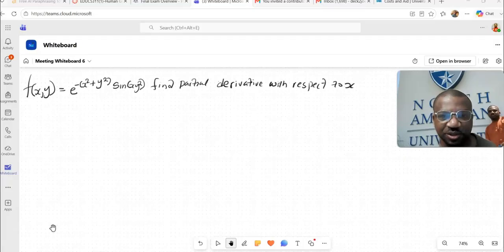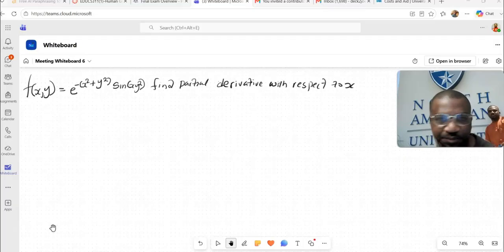I'm still on the partial derivative, but today I'll be using the product rule to solve a partial derivative problem. In the previous classes I used the power rule. The product rule is a little bit complex compared to the power rule, but I'll be giving you detailed steps on how to use it to solve a partial derivative problem. Let's see what the question is asking us to do.